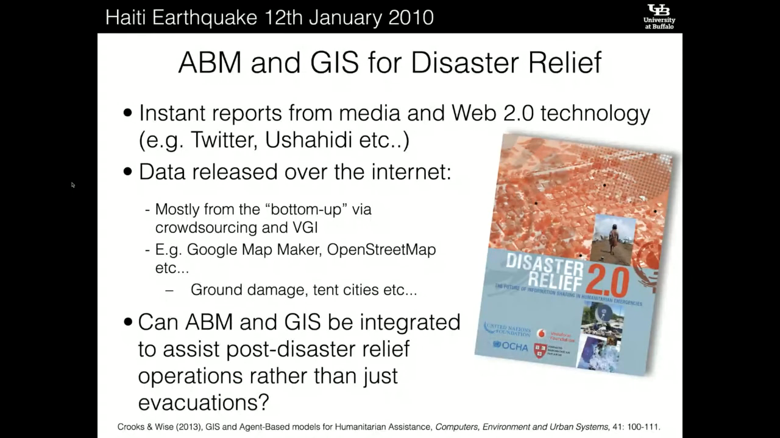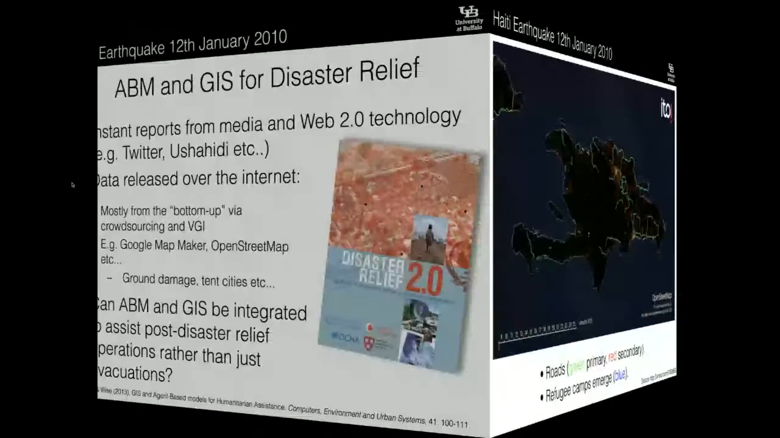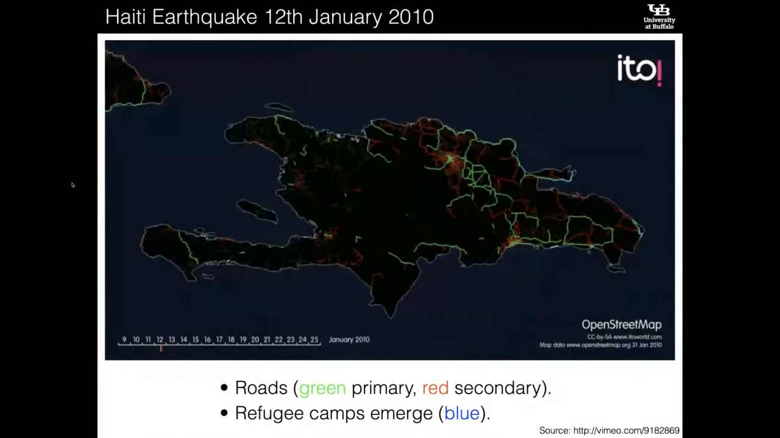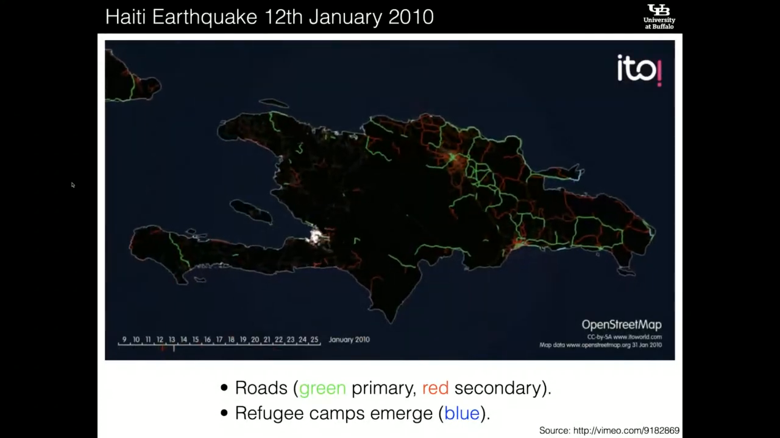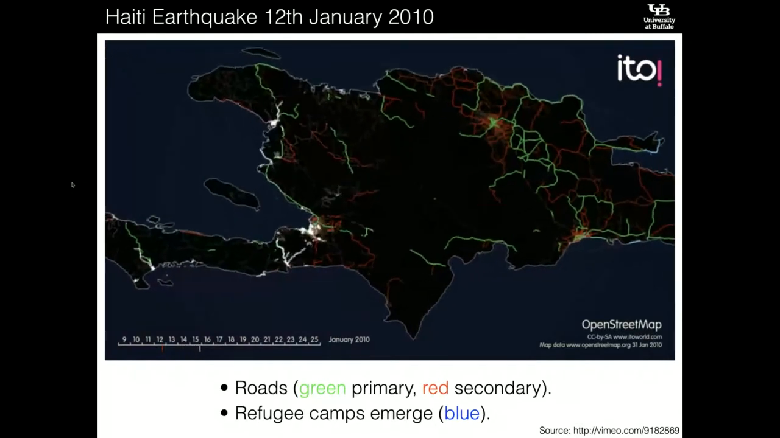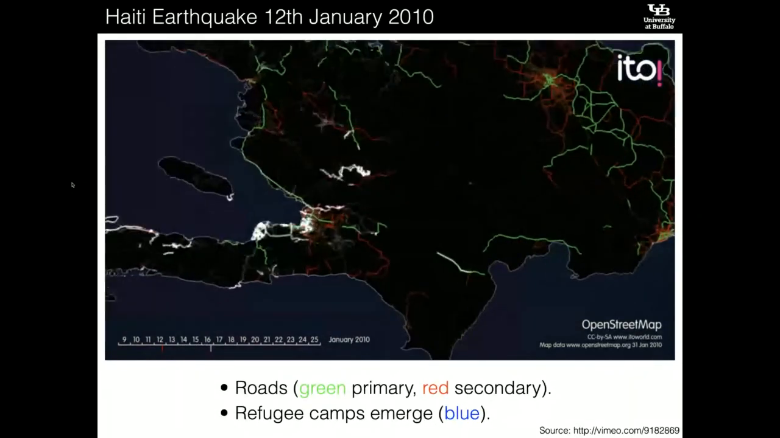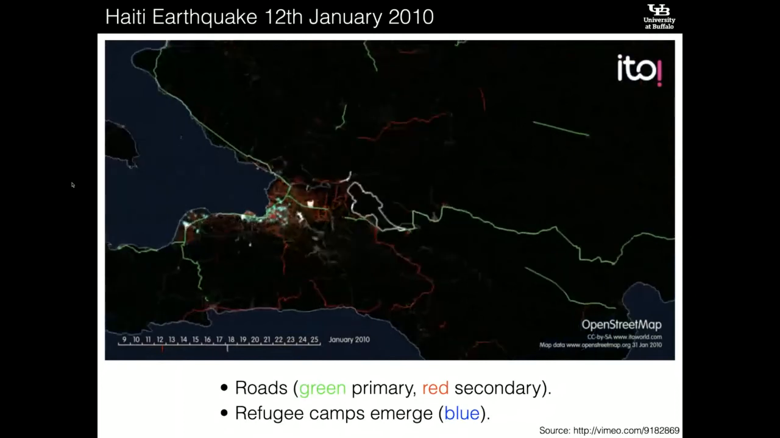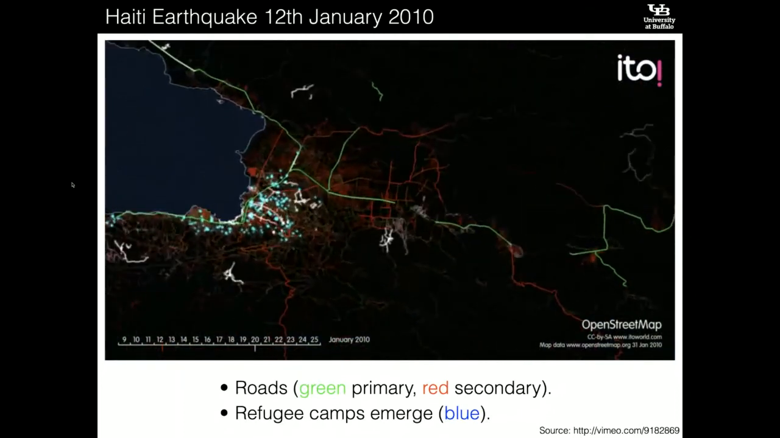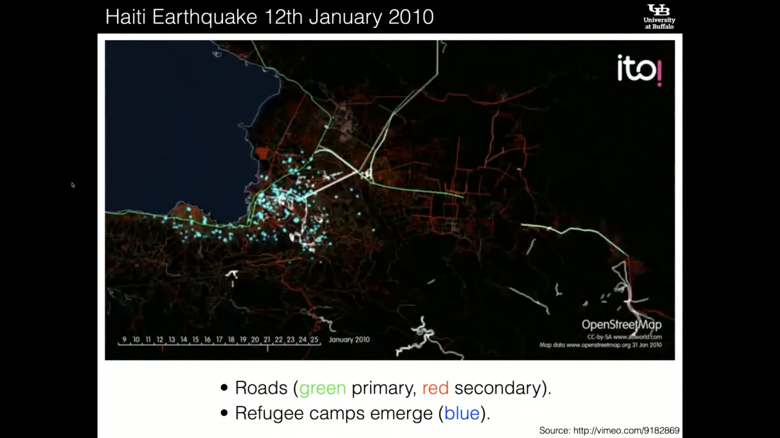So this is how we can build models using new sources of data. Just to show you Haiti and also the power, I'd say, of OpenStreetMap. This is a map of Haiti pre-earthquake, and then the earthquake itself is happening. You see the flashes of light. These flashes of light are basically edits to the map, but you can see how the crowd generated this amazing detailed map of Haiti.